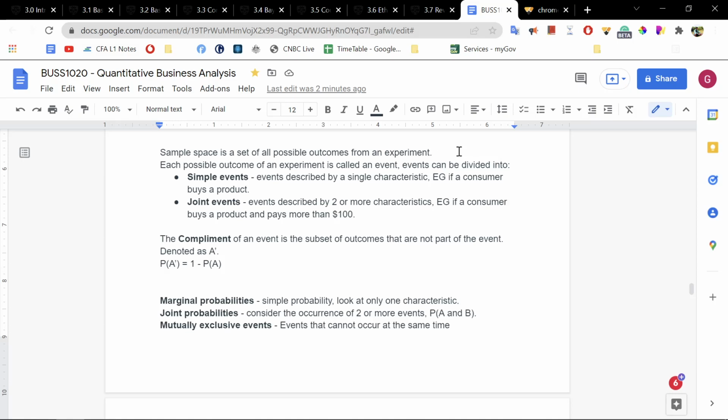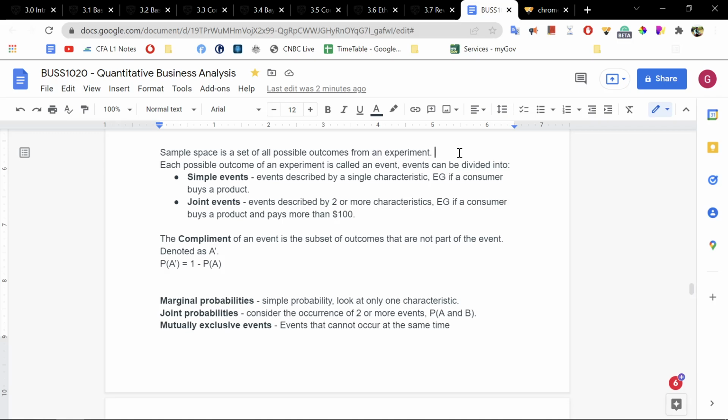And each possible outcome of an experiment is called an event. So that makes a lot of sense. So getting a heads is an event, getting a tails is an event, getting 1 is an event on a die, a fair and unbiased die. Getting a 6 on a die is also an event. Now, events, there are 2 types of events.